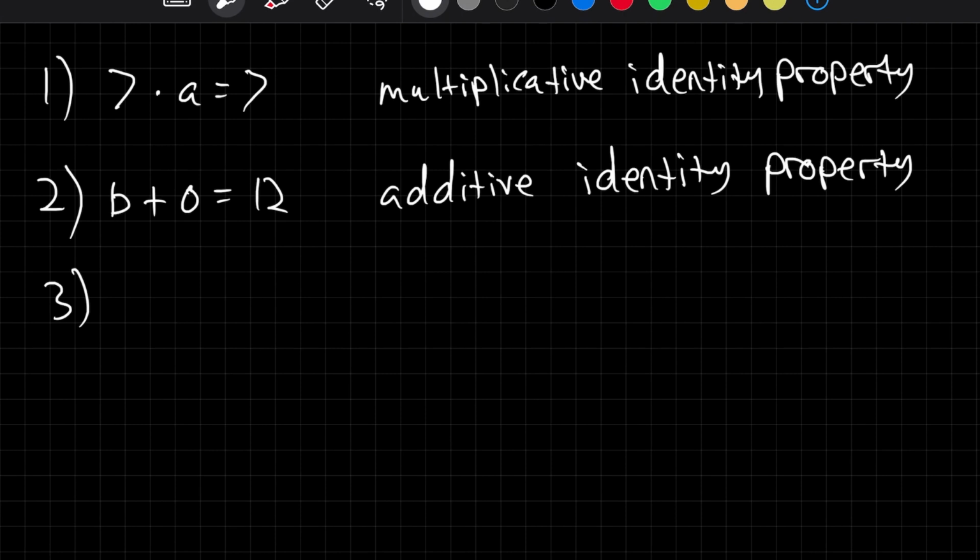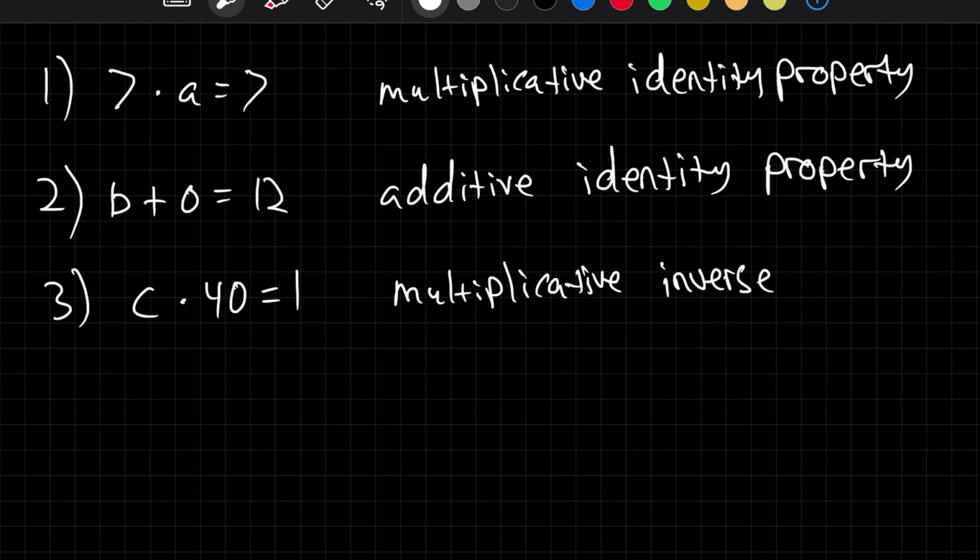Let's look at one last example here. Let's say we have C times 40 is equal to 1. So how do we get to 1? Well, we have to multiply it by its reciprocal. The reciprocal of 40 is the same as 40 over 1. The reciprocal would be 1 over 40, right? So this is the multiplicative inverse property. Great job.